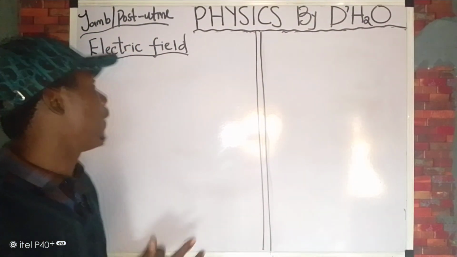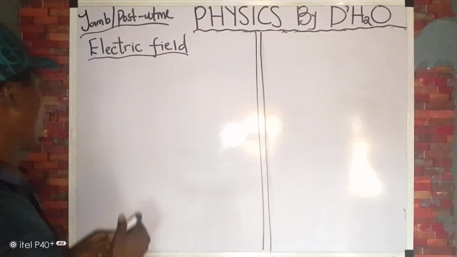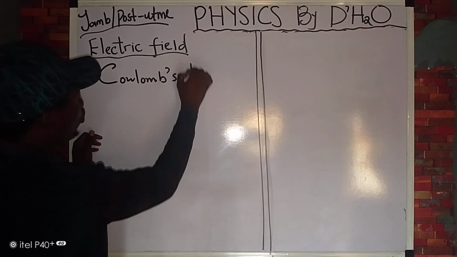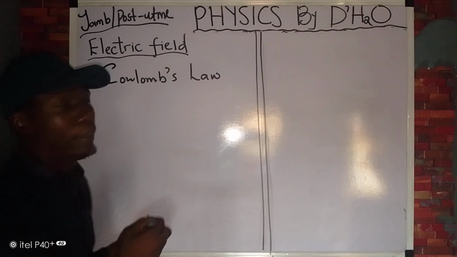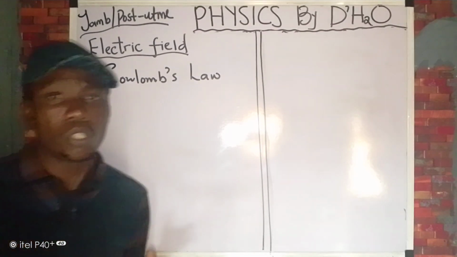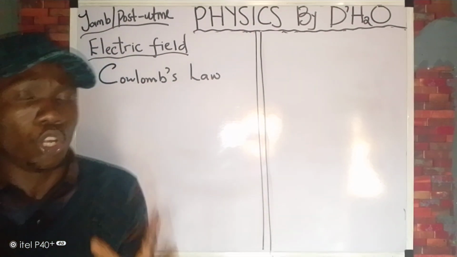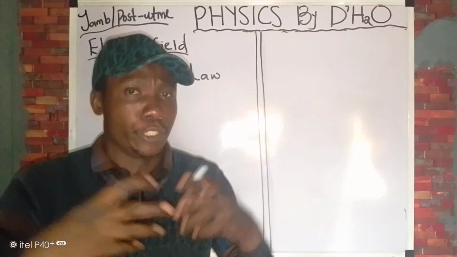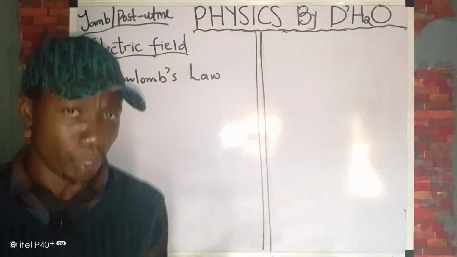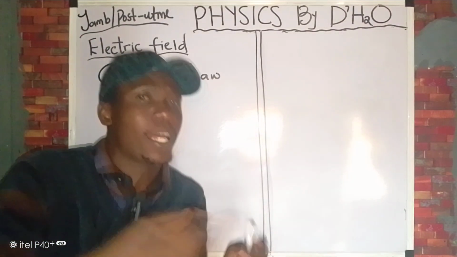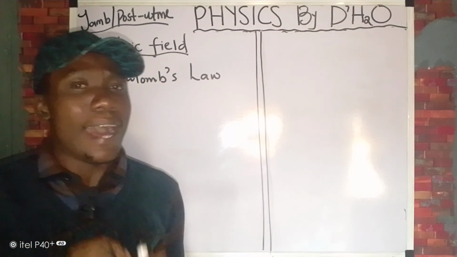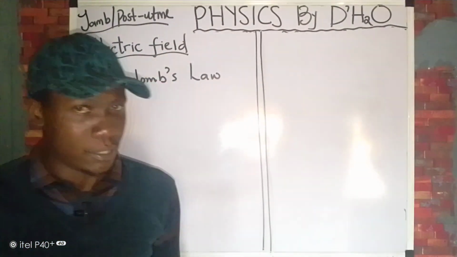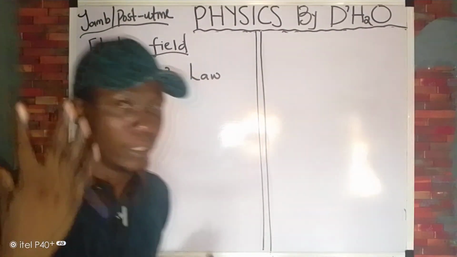So let's quickly go over to what we call Coulomb's law. Let's be fast with this. Like I told you, I'm doing a summary in electric field. What does Coulomb's law talk about? Coulomb's law states that the force of attraction or the force of repulsion between two charged bodies is directly proportional to the product of their charges and inversely proportional to the square of their distance apart. Okay, you can pause it to recall the definition.